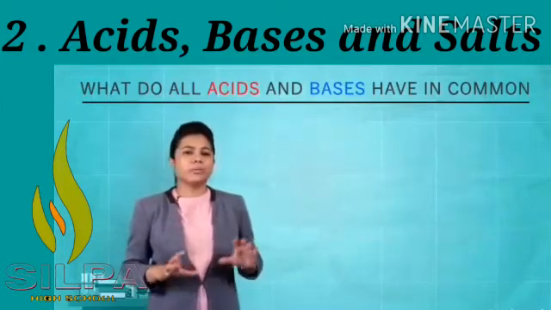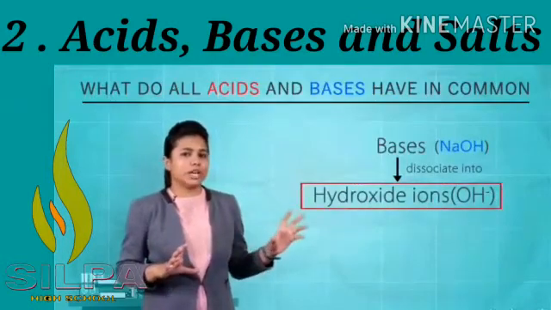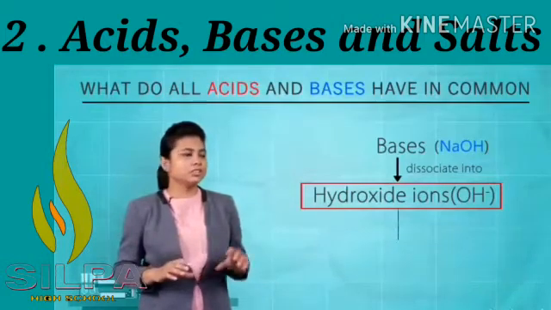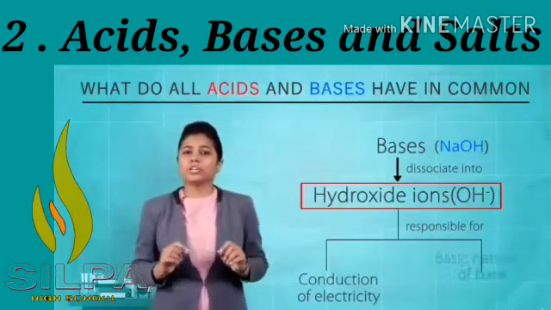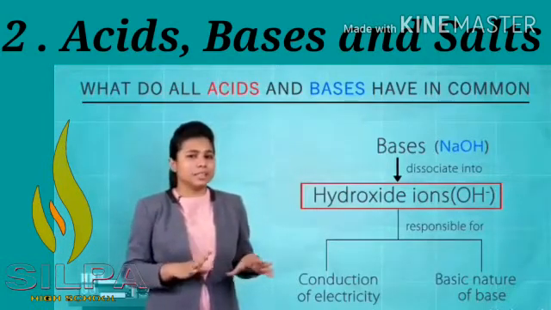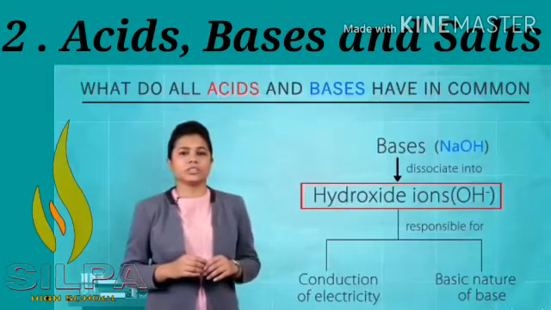In a similar way, when you talk of sodium hydroxide, it separates out into OH ions, which are the hydroxide ions. Now these hydroxide ions also conduct electricity, and these hydroxide ions are only responsible for the basic nature. So you can say that these acids and bases dissociate into ions to conduct electricity.